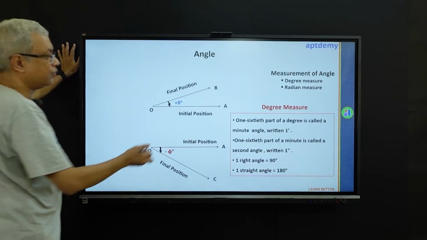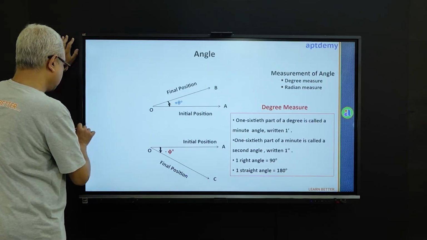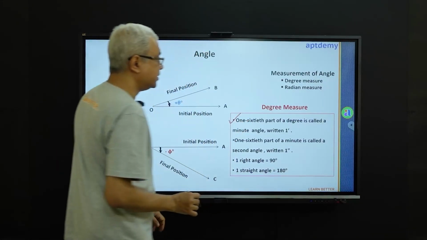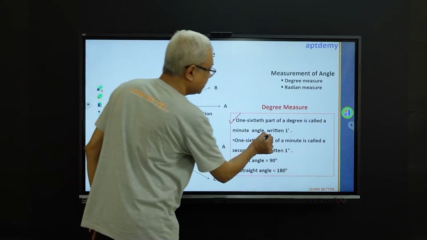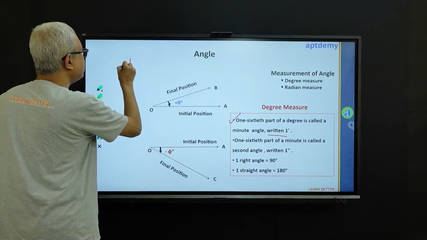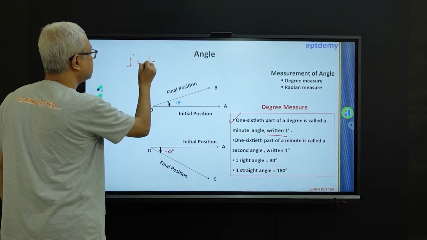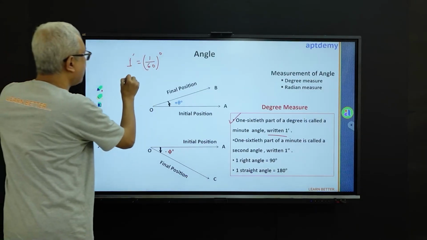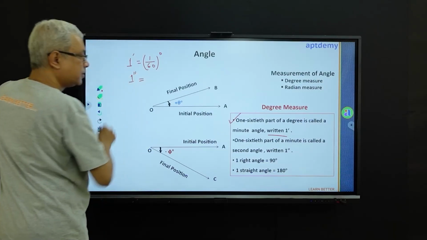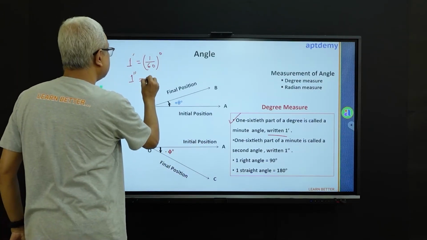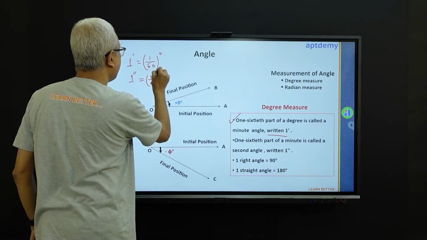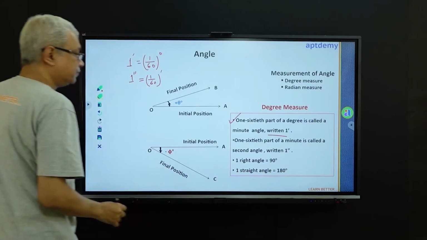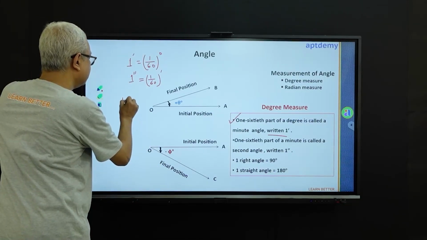Now 1/60th part of a degree is called a minute angle, written as 1 minute. So 1 minute of angle is actually 1/60th part of a degree, and 1 second is what? 1/60th part of a minute. Okay, these are all things you know basically.